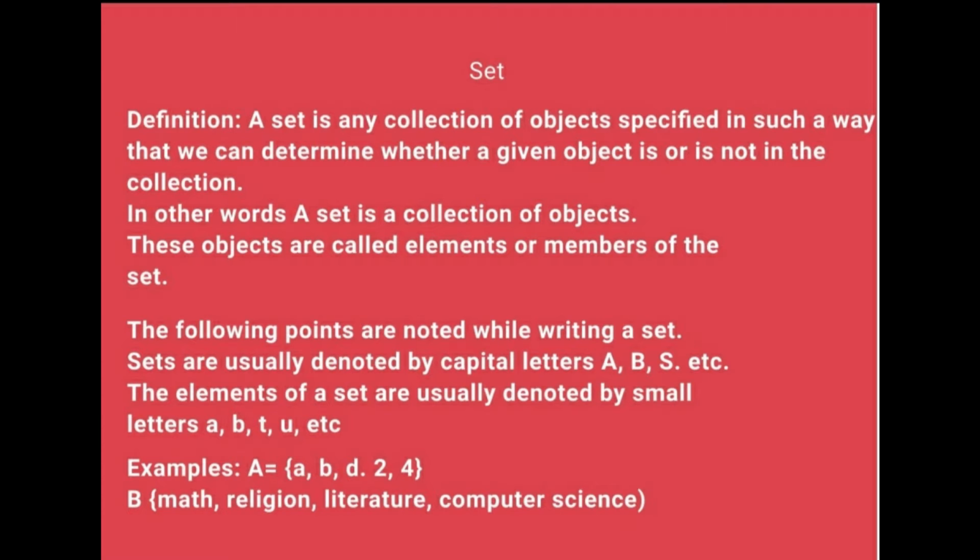Definition of set: a set is a collection of objects specified in such a way that we can determine whether a given object is or is not in the collection. In other words, a set is a collection of objects. These objects are called elements or members of the set.